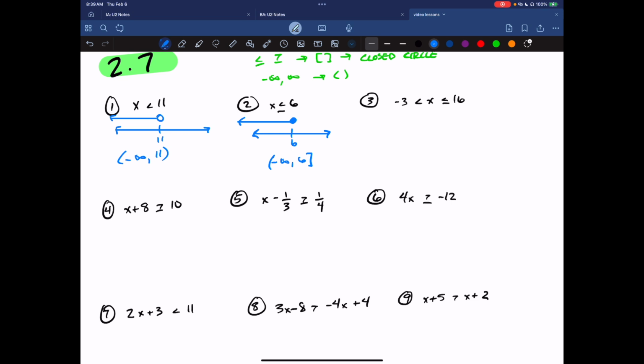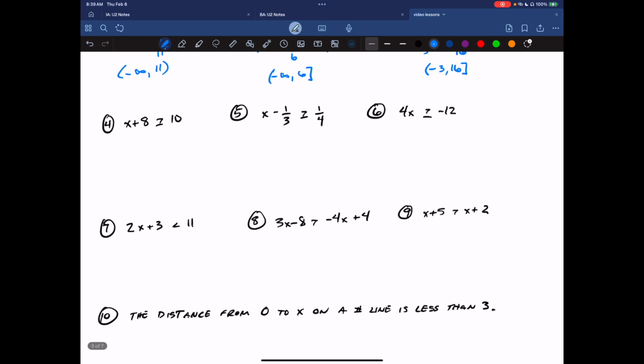All right. 3 should be pretty straightforward. I'm going to have two numbers on a number line. I'm going to shade in between because that's where x lives. So you get -3, you get 16, and x is going to be somewhere in between. But because of the different signs, I'm going to have an open circle on -3, a closed circle on 16, and now I shade in between. Okay. So again, it starts off kind of like an ordered pair, -3, comma 16, right? And then I have a bracket on 16 and a parentheses on -3.